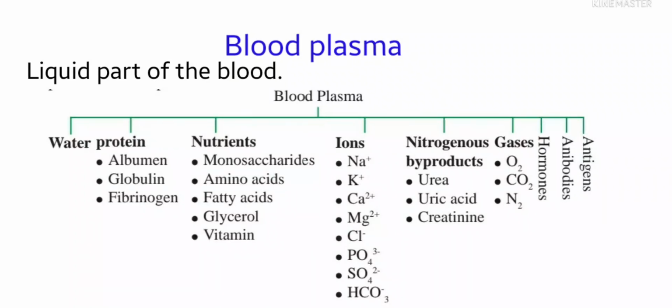Protein is the second most abundant compound in plasma. Nutrients, nitrogenous wastes, hormones, enzymes, gases, and ions are present in the blood plasma. Now we will discuss the overall functions of blood. Transportation of materials such as digested end products, respiratory gases, excretory byproducts, hormones, mineral ions, and proteins.